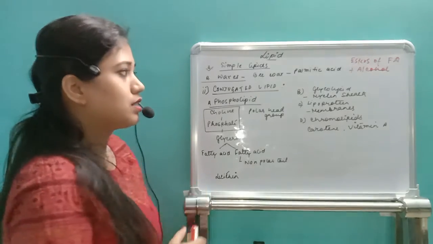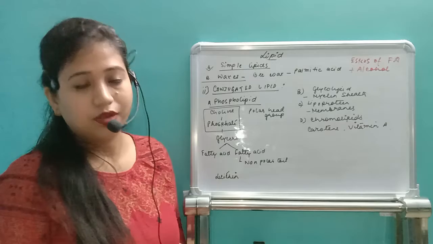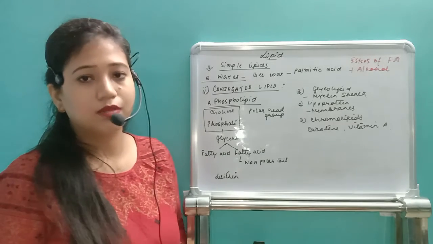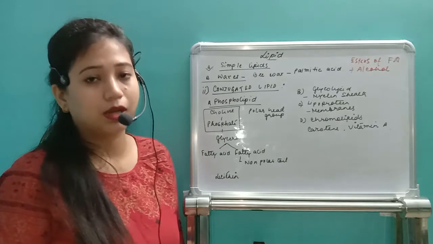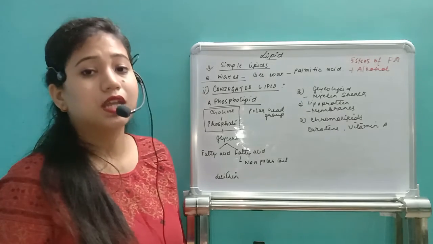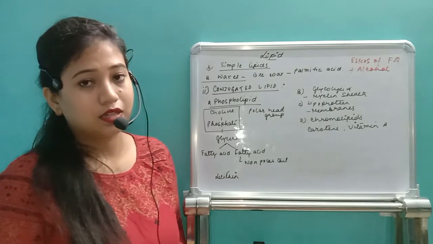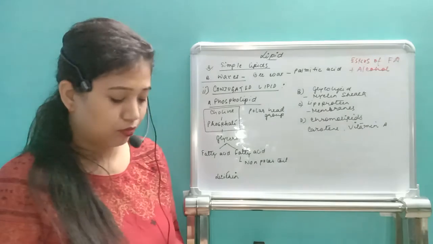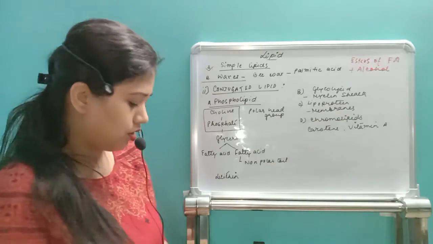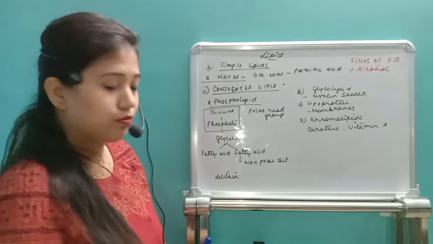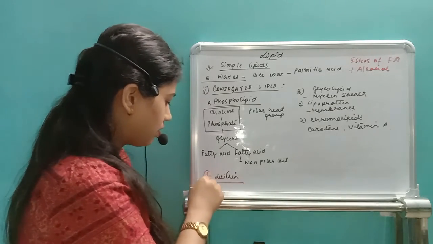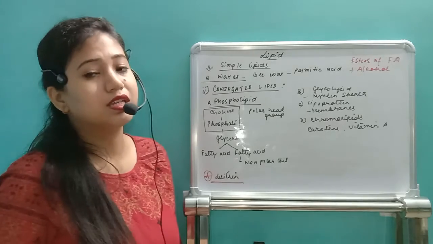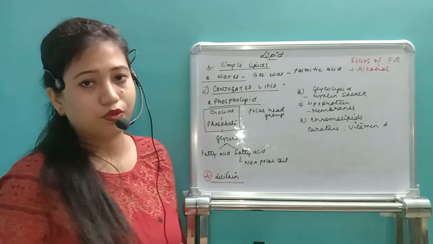Now the next one is the conjugated lipid. Conjugated lipids are the lipids with non-lipid components. There is one example given in your NCERT book, that is the molecular structure of lecithin. So this is going to be very important. If you remember this, it is going to be very good for you. The structure of lecithin is very important.